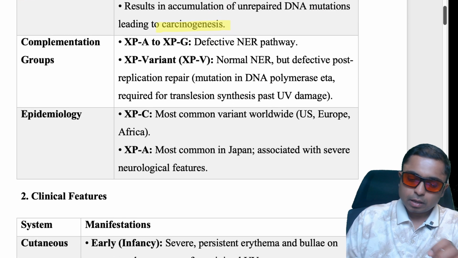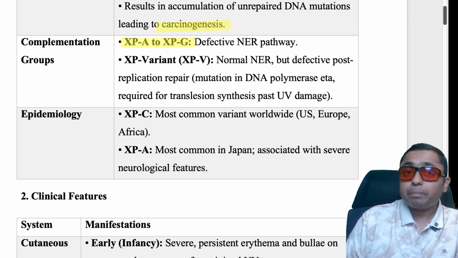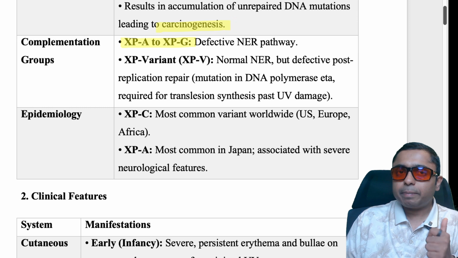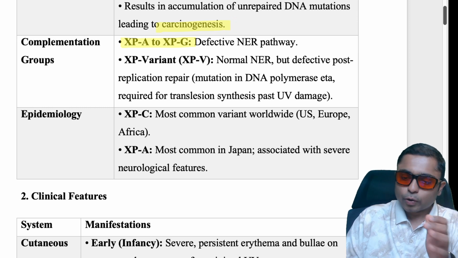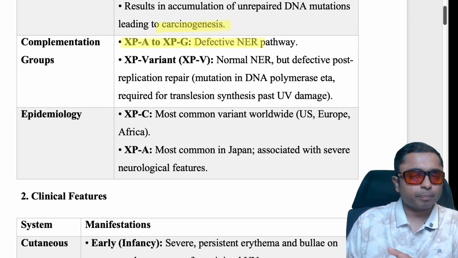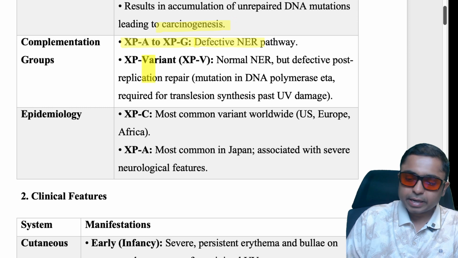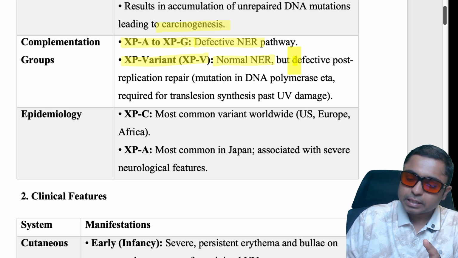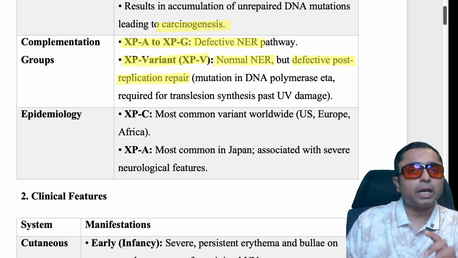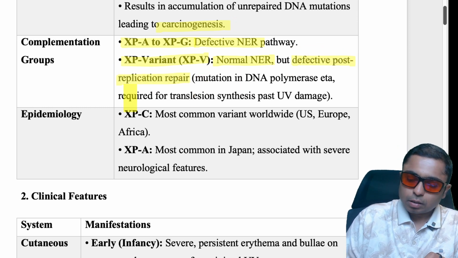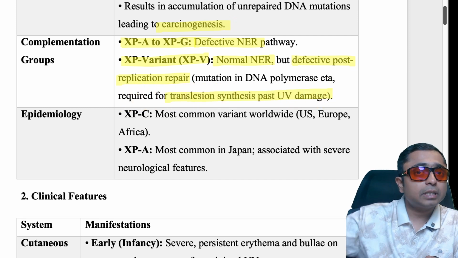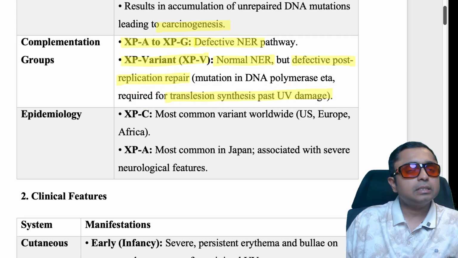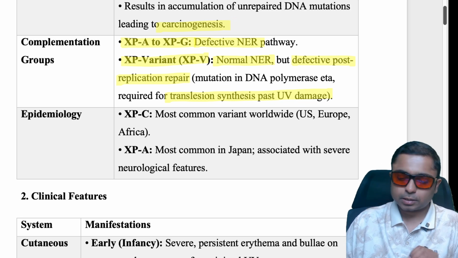Right? So there are various subtypes of XP. So A, B, C, D, E, F, G, these are going to have defective NER pathway. There is a very interesting variant which is called as XP variant or XPV, in which the NER pathway is normal, but the problem is with defect in the post replication repair. Because this is required for translesion synthesis after the ultraviolet damage. So that is problematic in the XPV patients.